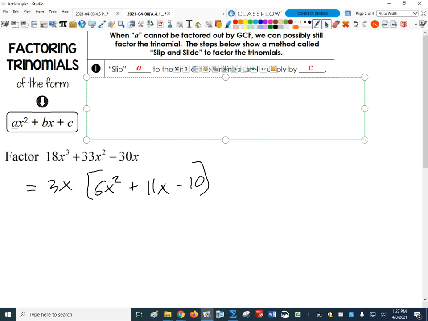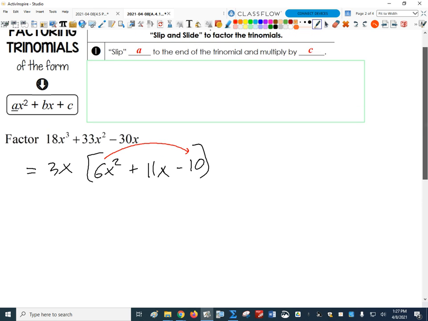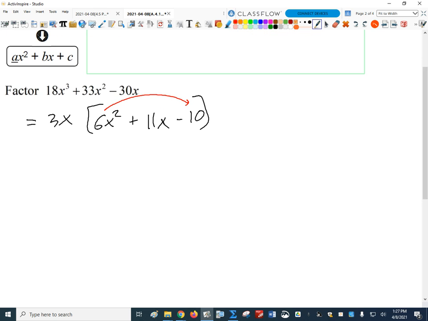So we're going to take this 6, drag it over there and multiply by the 10. This is the reason I don't like slip and slide, because I can't just set all these steps equal to each other. We're going to have to forget about the 3x temporarily, and we're just going to factor this using the steps of slip and slide. So step 1 of slip and slide, we get x squared plus 11x minus 60, right? Okay. So now, what's next?